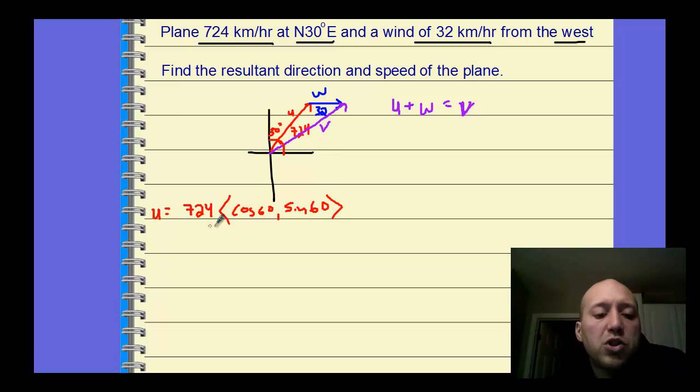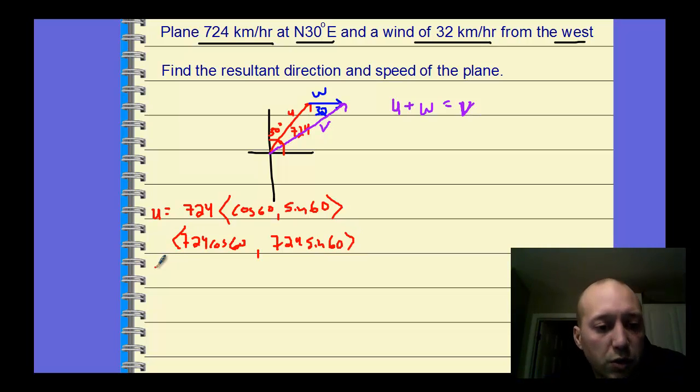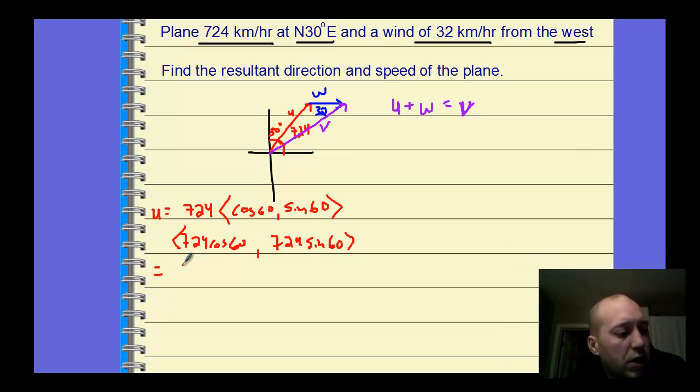So from what we just talked about, we're pulling away the magnitude, and then the component form here is really the direction. So we can multiply through our scalar. So doing 724 cosine 60, comma 724 sine 60 is how you can write the actual component form for vector U. Using right triangle trig, 724 cosine 60 is 1/2, so that's 362, and then 724 times square root of 3 over 2, so it's going to be 362 root 3. I'm keeping that exact, but there's my component form for vector U.